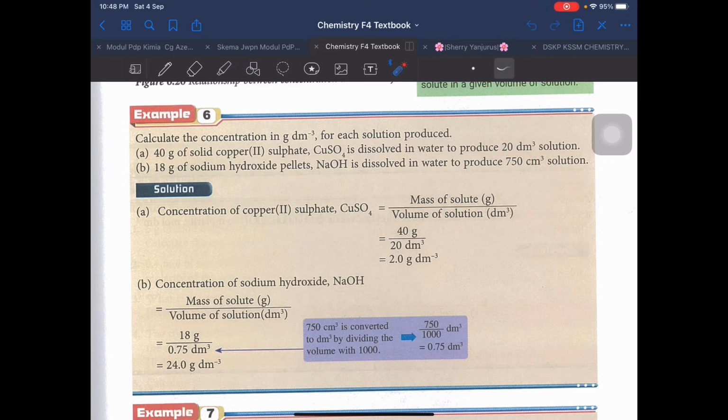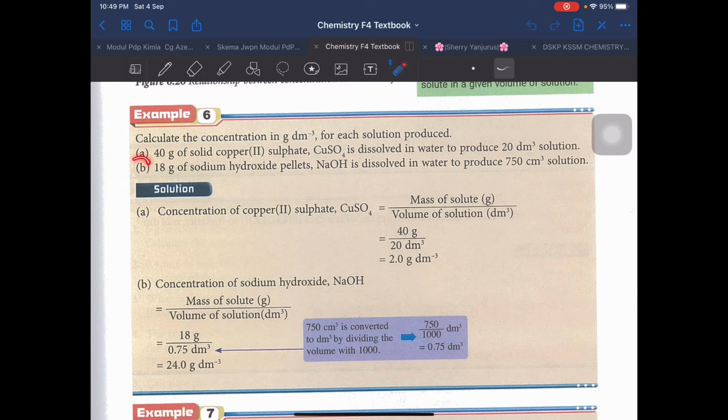So this is how you use the formula gram per cubic decimeter, which is the concentration, kepekatan kuprum 2 sulfat dalam 20 cubic decimeter of water. So how you do it? Just divide it. Okay, you use your calculator and then you will find the answer as 2.0 gram per cubic decimeter. B. Concentration of sodium hydroxide NaOH.